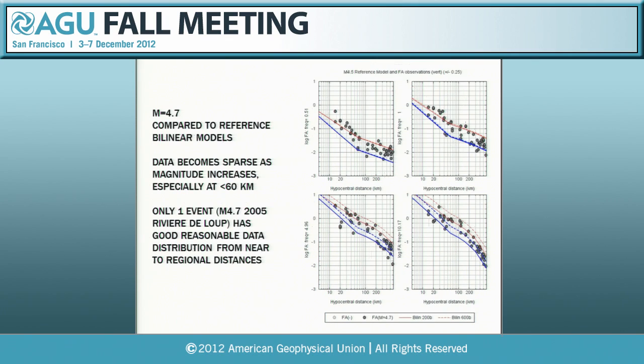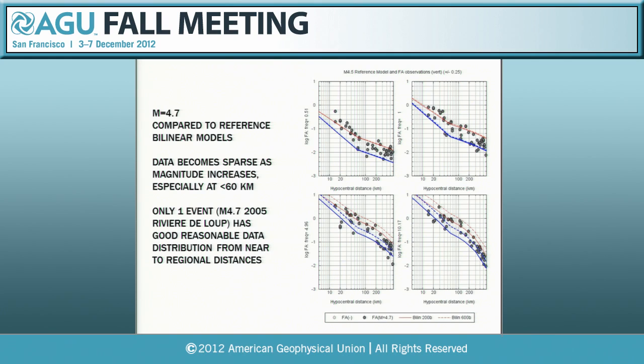Next. So as we move up in magnitude, the data gets sparser, and we see less and less when we compare the data with the curve. This is showing magnitude 4.7, and the reason I put this one on is this is actually for a single event, the Rivière-du-Loup earthquake of 2005, and this is actually the only decent-sized event in the entire Eastern North American database in which we have a pretty good distribution of data over a wide range of distances, going all the way from about 20 kilometers out. And those same 2 reference attenuation models are plotted on there.